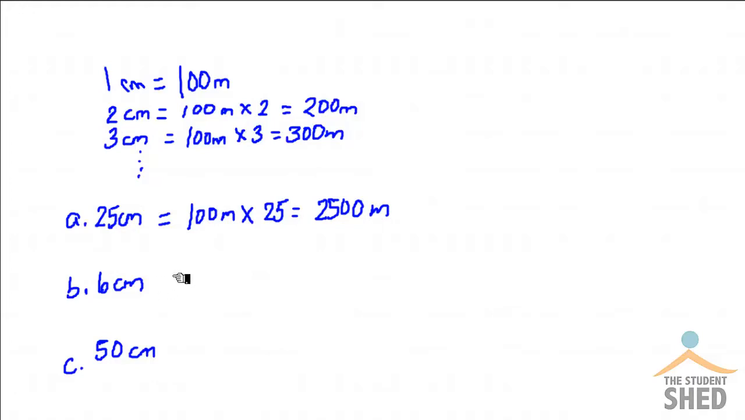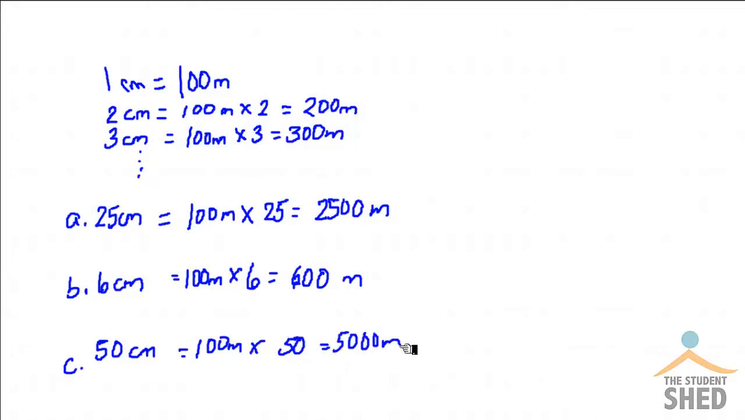And 6 centimeters would be 100 meters times 6 centimeters, which is 600 meters. 50 centimeters would be 100 meters times 50, which would give us 5,000 meters. So those are the answers to those questions.